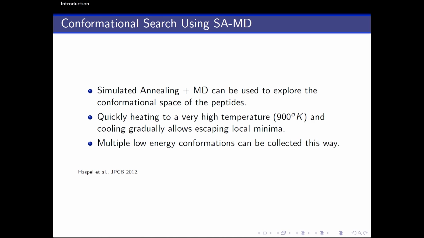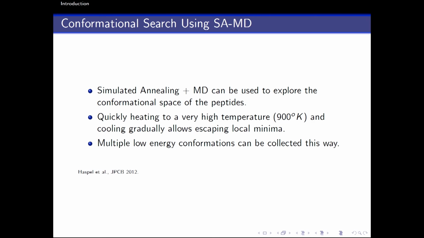What we did here is to actually combine simulated annealing with molecular dynamic simulation. Simulated annealing is a technique where we heat the system very quickly and then cool it down gradually in order to escape local minima in the potential energy surface. And that's how we can do a more extensive conformational search that doesn't necessarily depend on the initial conditions. So this is another application of molecular dynamic simulations where we can do a relatively fast conformational exploration of peptides and see what structural preferences they have.